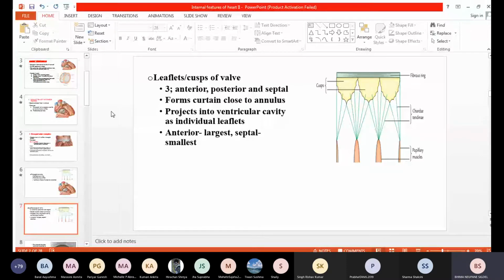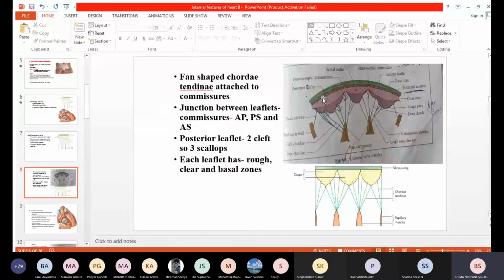This is about the cusp or the leaflet of the tricuspid valve only. If you see the picture, it will be more clear. You can see these are the leaflets. The green color is the fibrous annulus, or the tricuspid annulus. Just beneath the annulus, you can see these three.